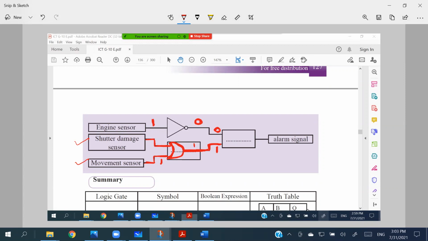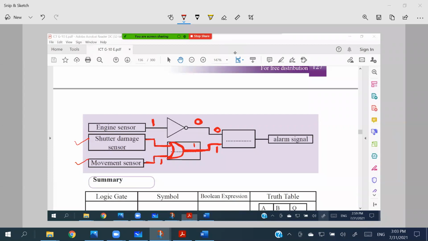Then do we need the alarm signal to buzz when the engine is on? Yes, people, do we need to buzz the alarm if the engine is on? No, we don't need to, because engine is on means someone is there inside, right? So it is not designed like that.